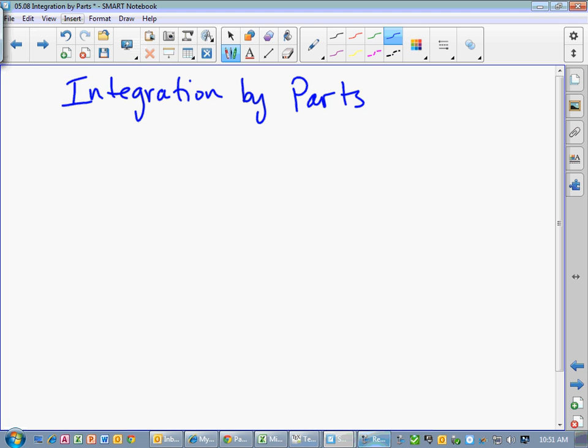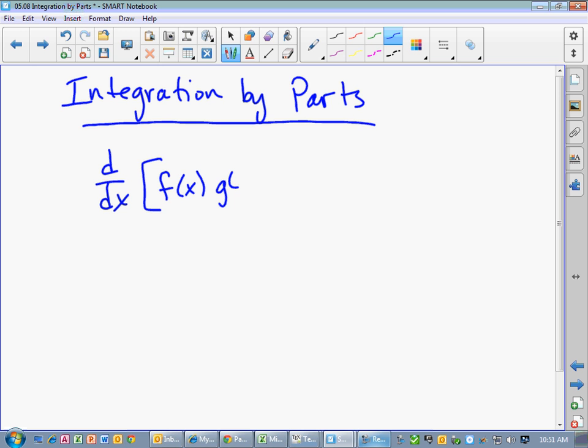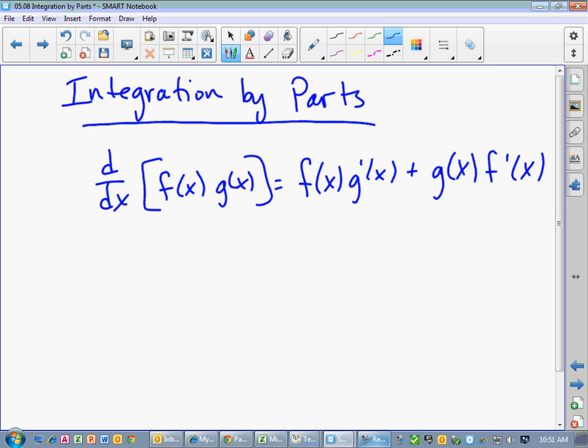Okay, so integration by parts. Now I'm going to start this off by doing a quick review of the product rule. So recall the product rule says the derivative with respect to x of f of x times g of x is equal to f of x times g prime of x plus g of x times f prime of x. All right, that's the product rule.